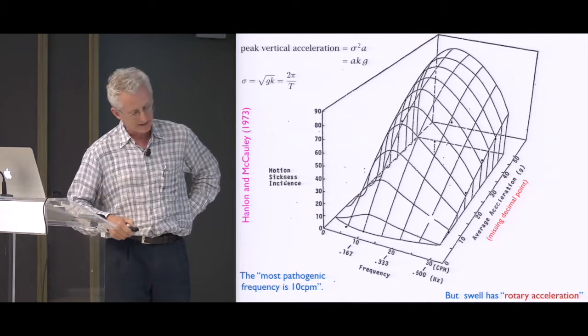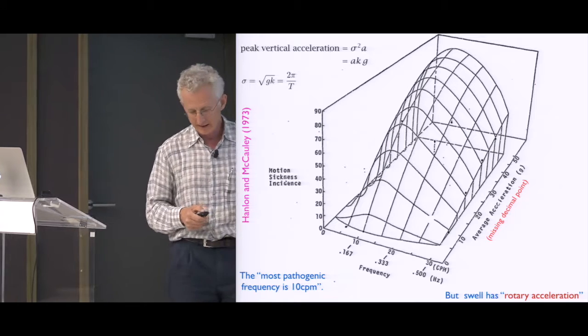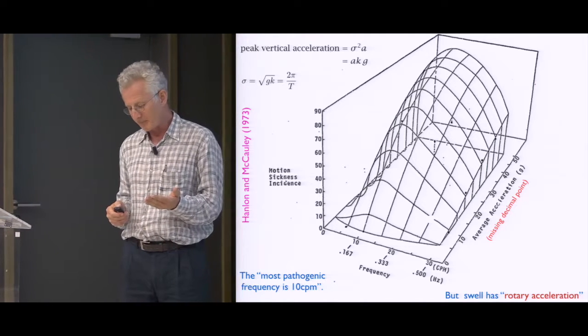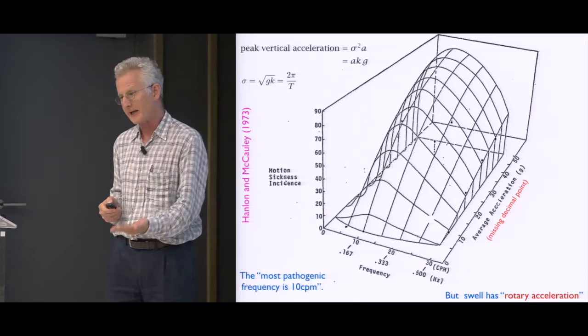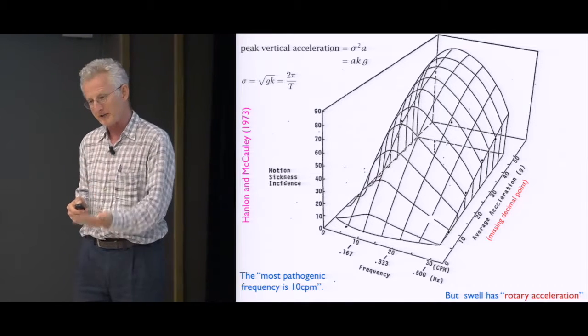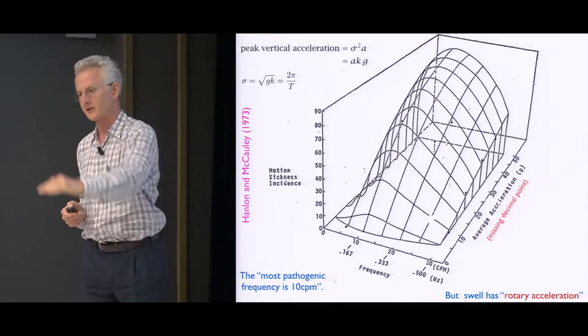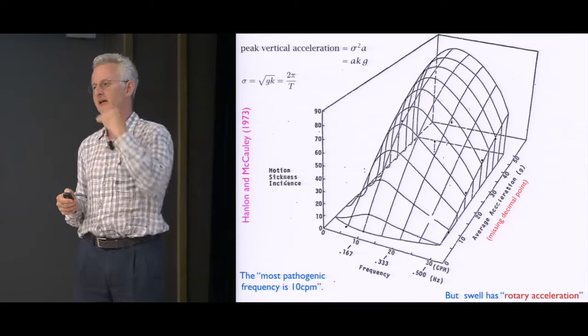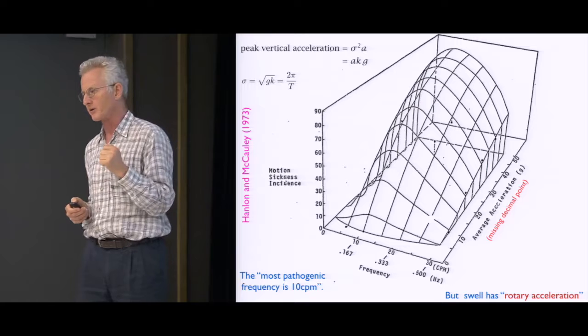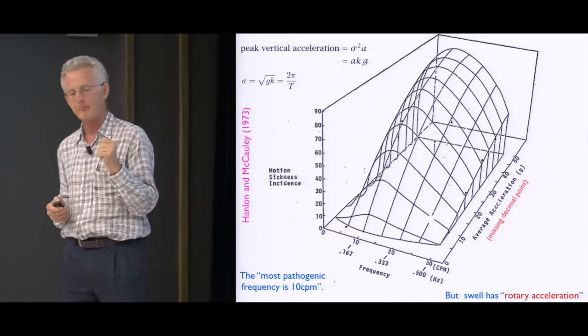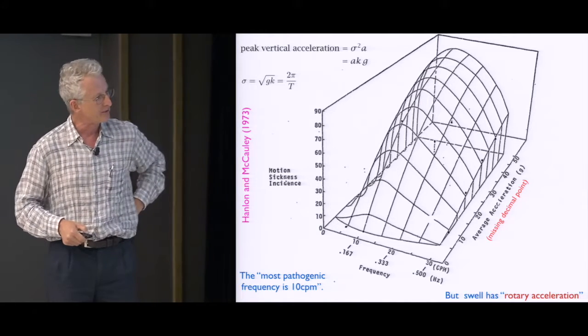Now, this experiment is unrealistic in at least one respect. I believe the victims were put on a vertically vibrating platform, which just went up and down like that. If you've been to sea, you know that you get rotary acceleration in gravity waves. They go round in circles, so there's both horizontal and vertical components of acceleration. And that's going to be important later in the talk.